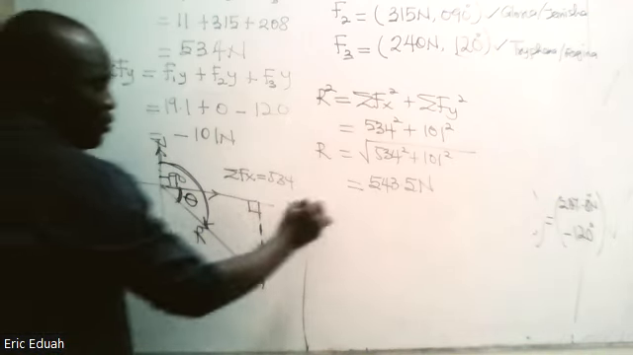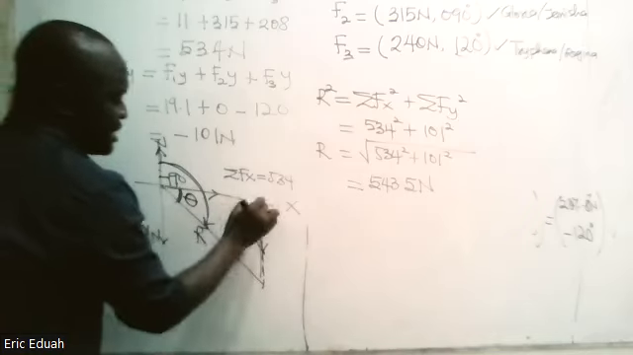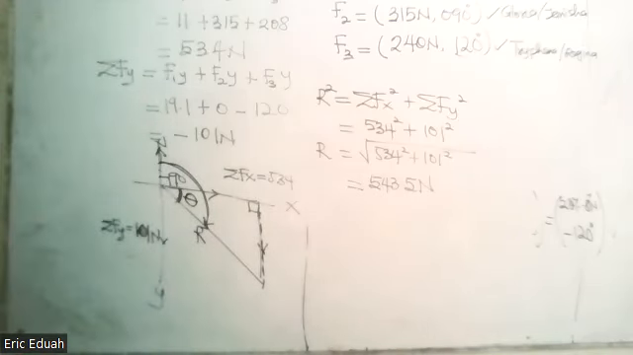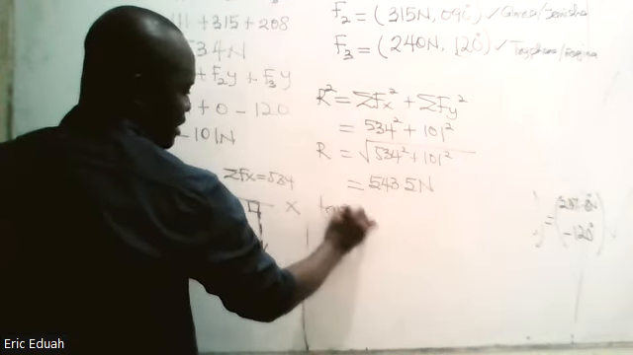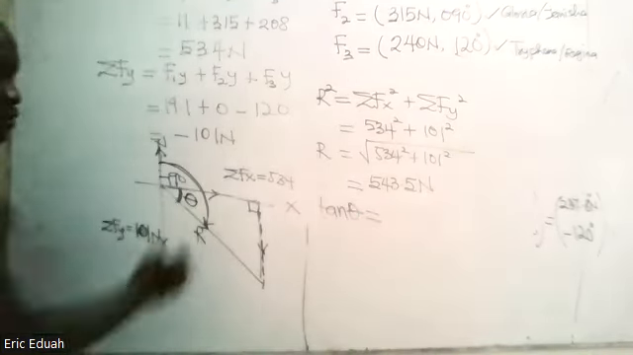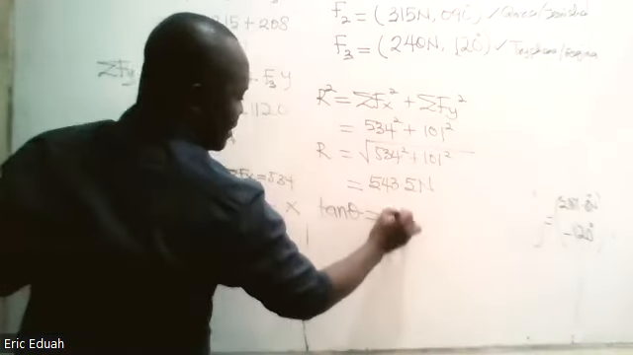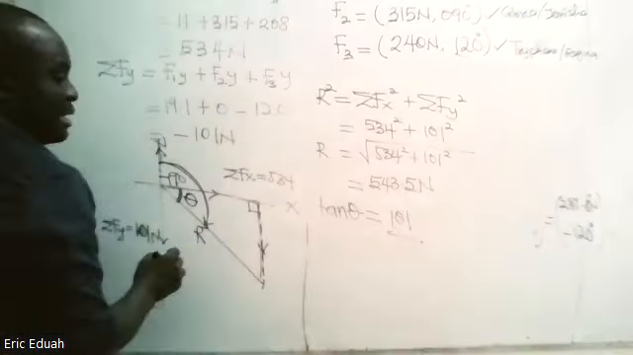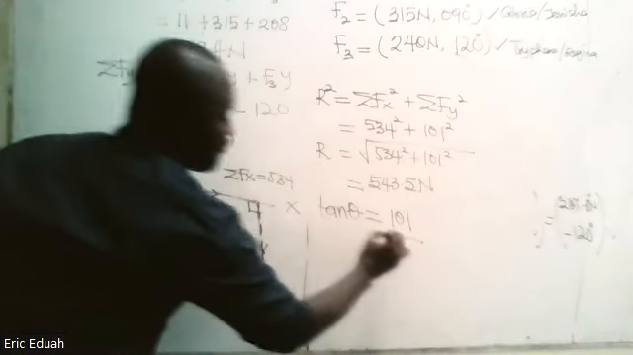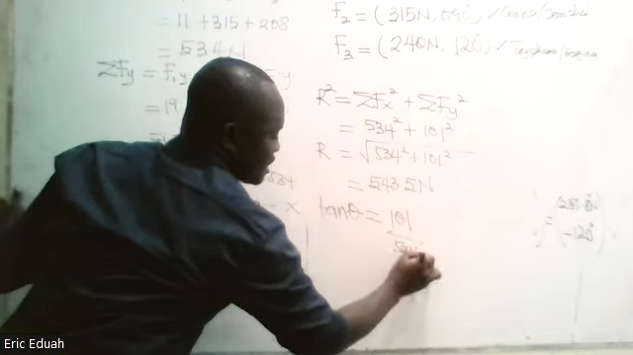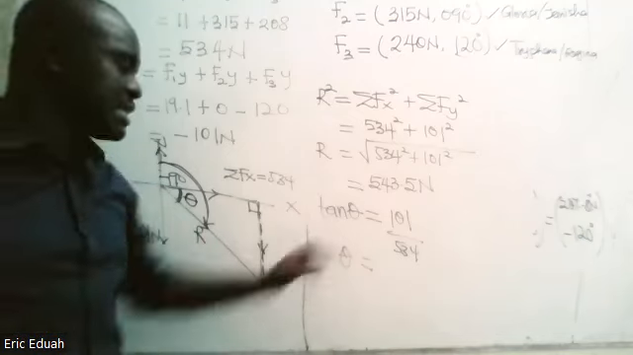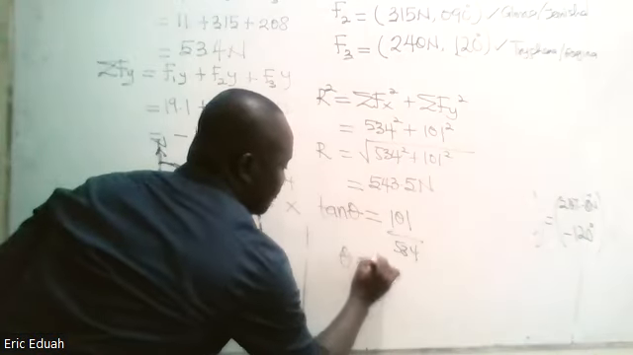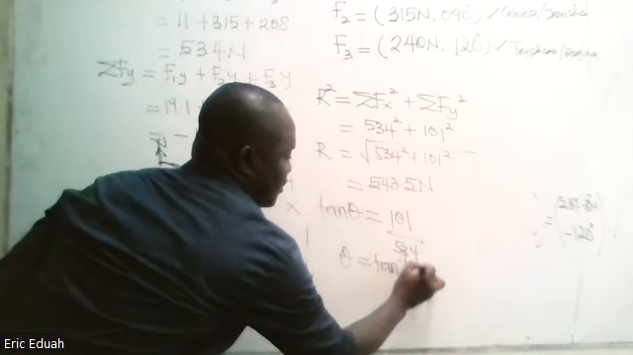Yes, please. So, because we have this, and we have the hypotenuse, we can use any of the trig ratios to find theta. So tan of theta is equal to the opposite, 101, divided by the adjacent, 534. So please divide it, take the tan inverse, and then give me the value of theta.